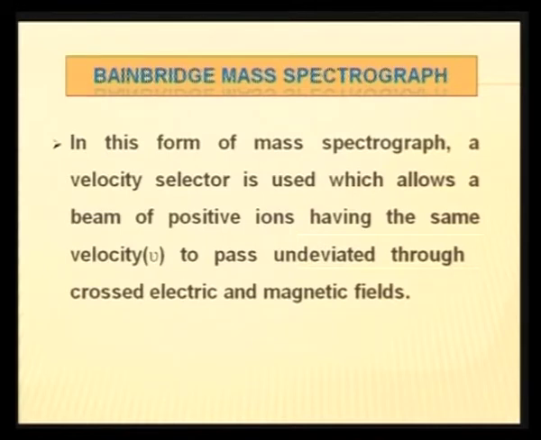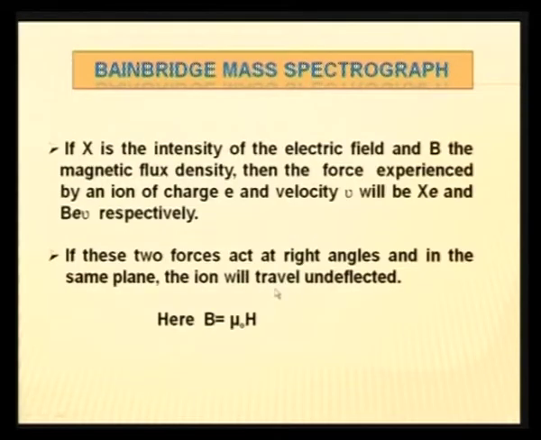In this form of mass spectrograph, a velocity selector is used, which allows a beam of positive ions having the same velocity to pass undeviated through crossed electric and magnetic fields. This is a velocity selector.